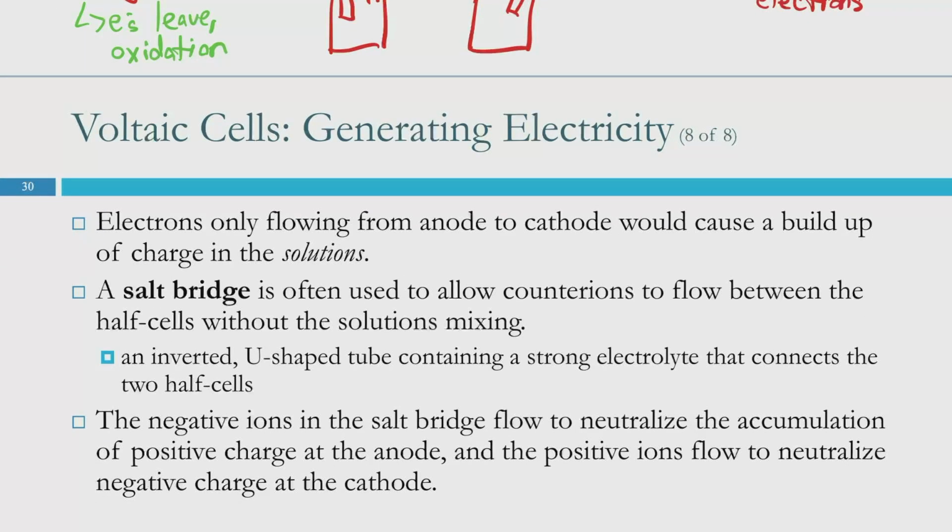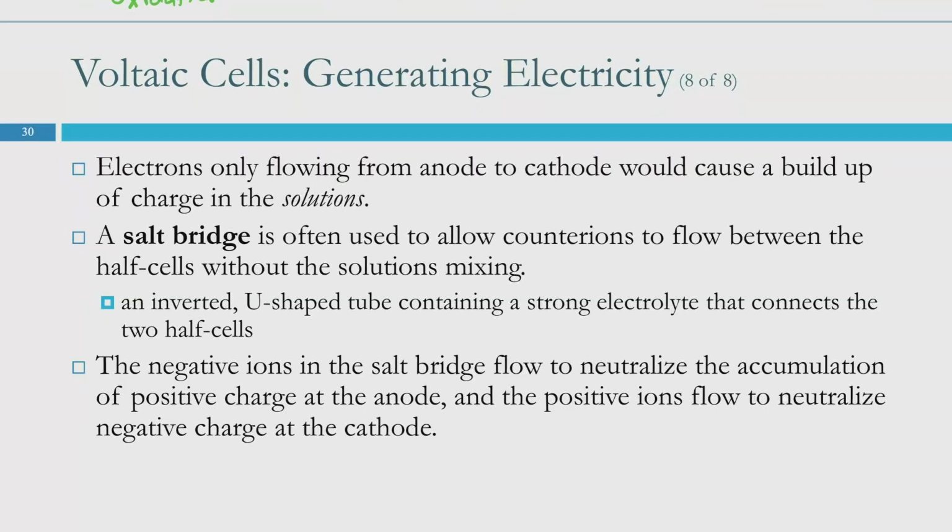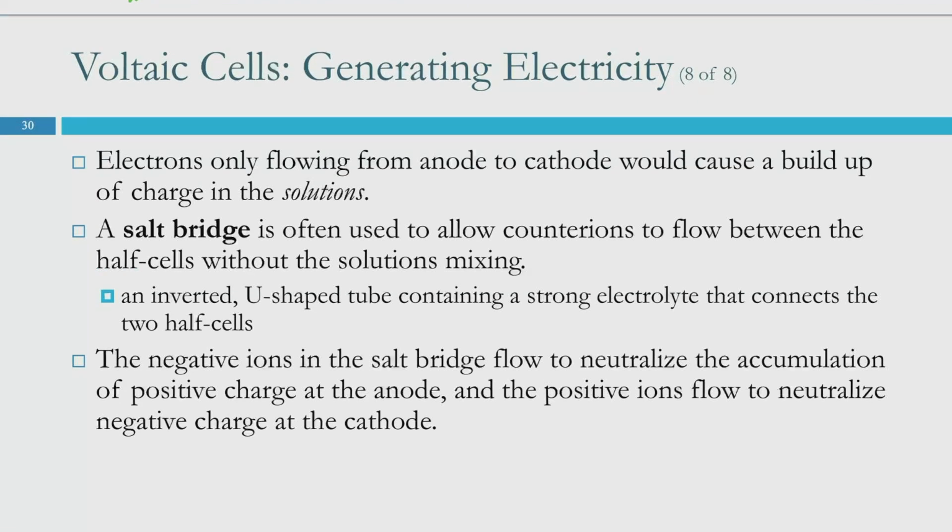Now, the reason that we have that salt bridge, as mentioned earlier a little bit, is that if we just have electrons flowing in one direction, that's going to cause a buildup of charge in the solutions, because we would just be running electrons from our left solution to our right solution, and over time we've got an excess of electrons in the right solution, and our left solution is going to run lower on electrons. And so that'll start to cause a buildup of charge. So to keep our charge neutral, we have a salt bridge.